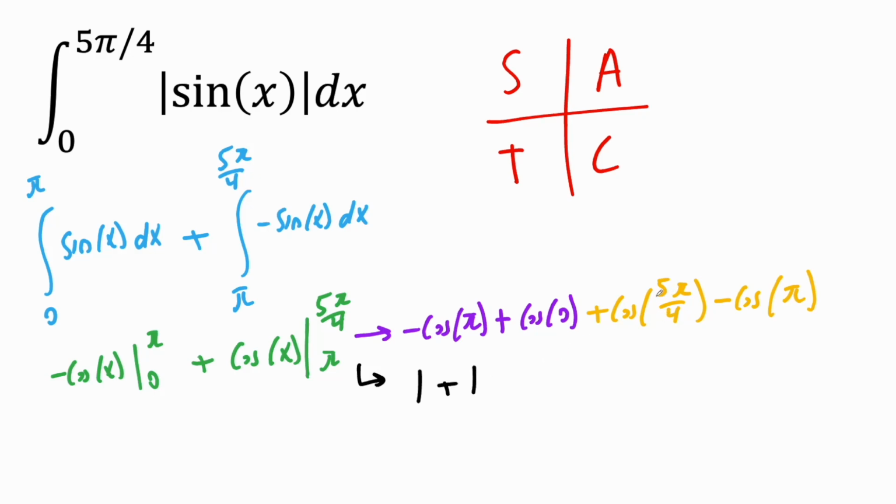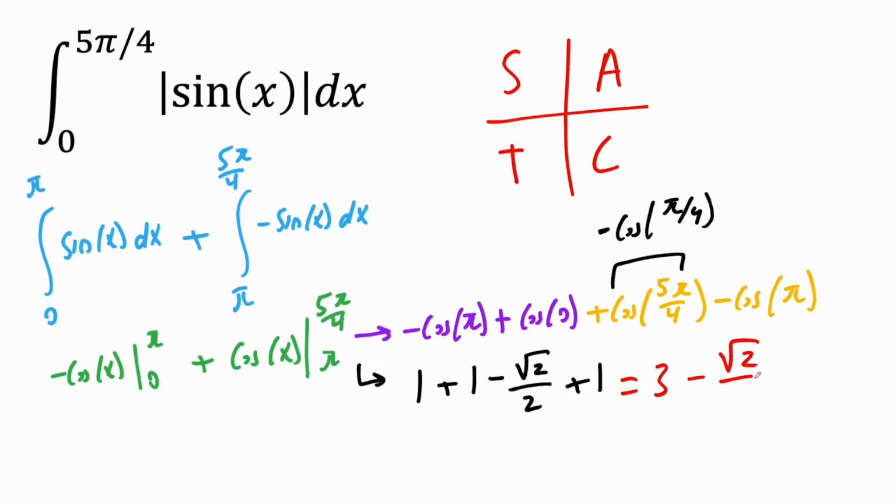So this is important. This is cosine 5 pi over 4. So we're going to be in this quadrant, and in this quadrant it's negative, but it's the equivalent of cosine pi over 4, but we have a negative. And so cosine pi over 4 is going to give us square root of 2 over 2. So we're going to have negative square root of 2 over 2. Likewise, cosine pi is negative 1, and negative 1 is a positive 1. And so we have 1 plus 1 plus 1, so we have 3 minus the square root of 2 over 2.